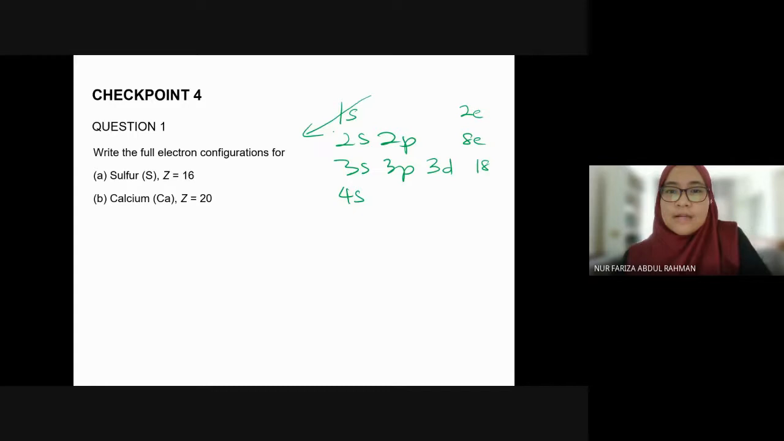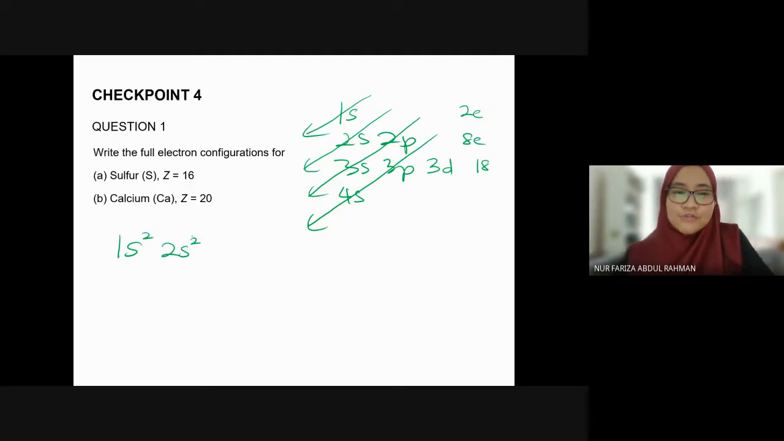Okay, alright. So let's start with 1s and then 2s, 2p, 3s, 3p, 4s. So for sulfur, we're gonna start with 1s2. Penuh dah. Dah penuh dah S ni, tak boleh masuk dah lagi dah. And then next will be 2s2. Penuh dah kat situ. So we have another 12 remaining electron that has yet to be placed in the orbitals. So after 1s, 2s, and then next will be 2p. Patah balik, looping back. So next will be 2p.